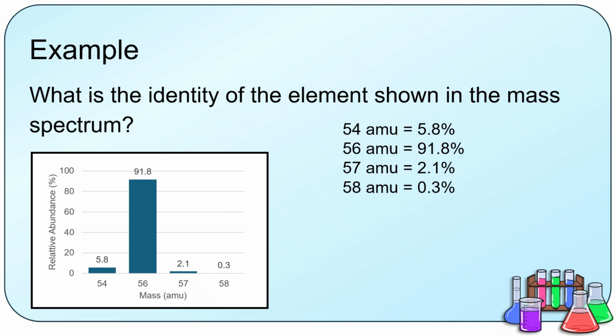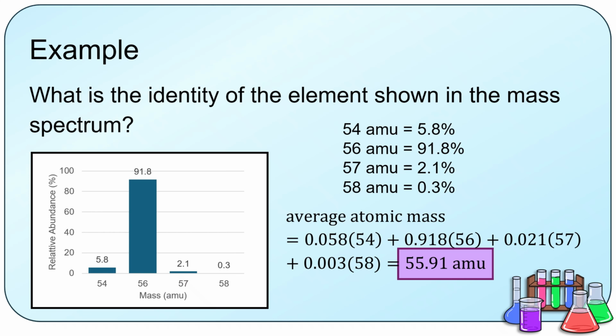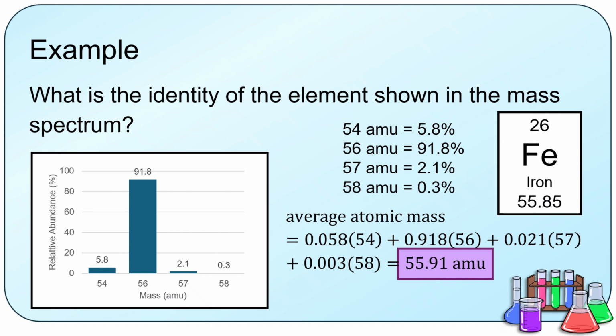I can also take the information from this mass spectrum and solve the average atomic mass equation. Here, I've listed out the masses and their relative abundance. I'll take these numbers and plug them into the equation. The percentages have been turned into decimals, and I multiplied them by the isotope masses and added all the isotopes together. The average atomic mass is 55.91 AMU. On the periodic table, iron has a mass of 55.85, which is super close, so my unknown element is iron.